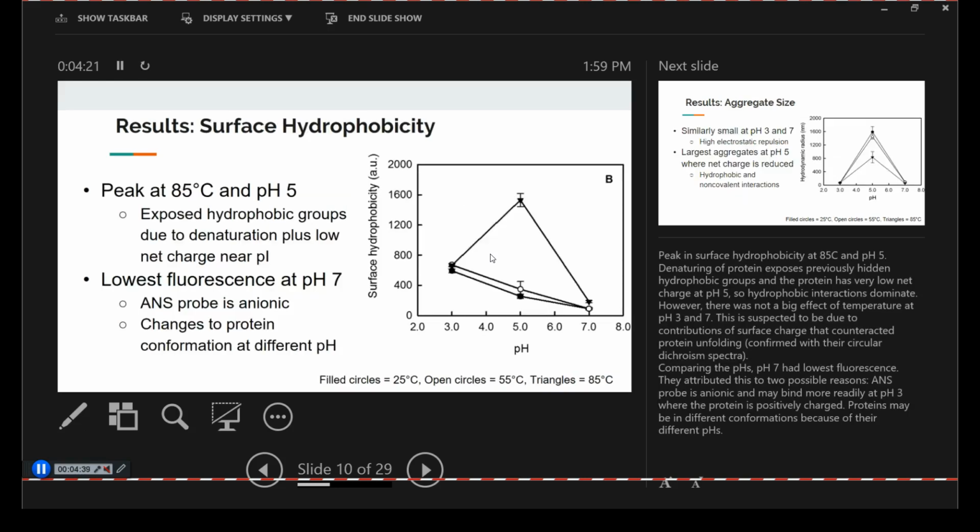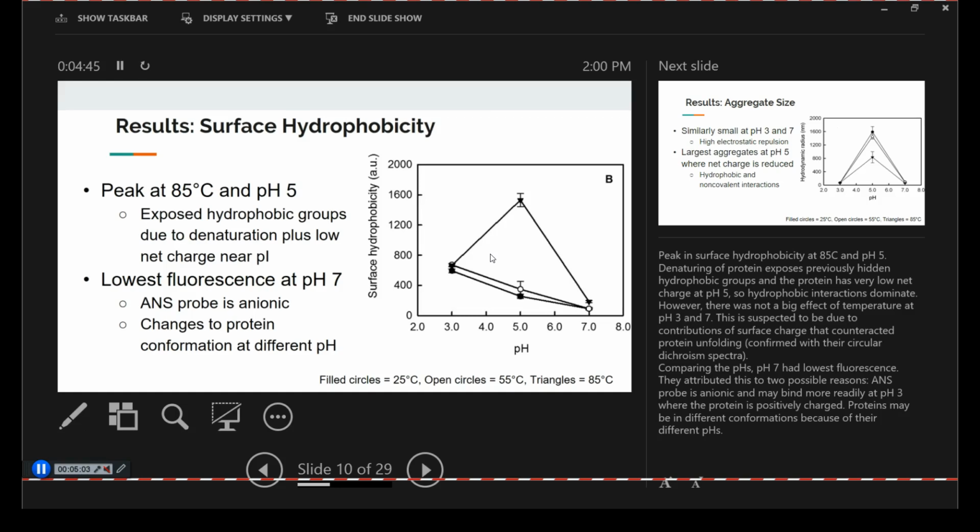For surface hydrophobicity, their most significant finding was they found a peak at 85 degrees Celsius in pH 5. And this was due to the denaturation exposing hydrophobic groups that were previously hidden in the surface or in the interior of the protein. And additionally, at a low net charge, you're going to get a lot of hydrophobic interactions. That's the consequence of denaturation.